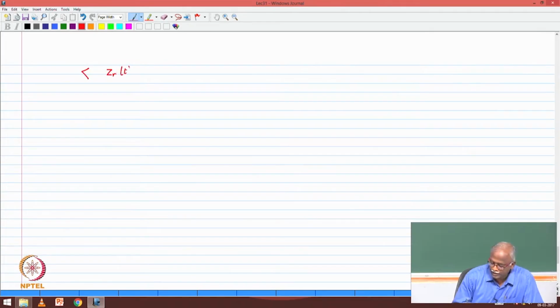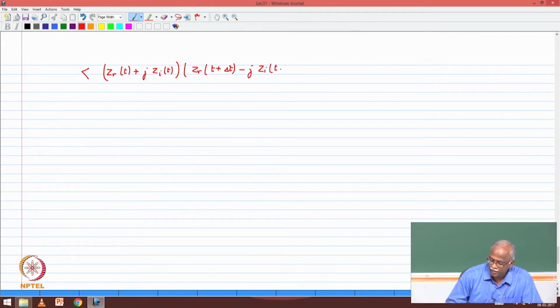ZR of t plus j times Zi of t, this multiplied by ZR of t plus delta t minus j times Zi of t plus delta t. Okay, this is what you would close bracket, time average.